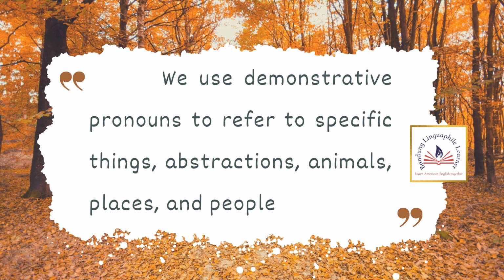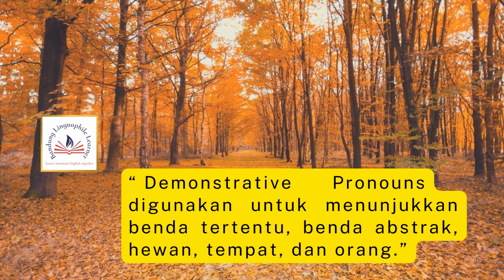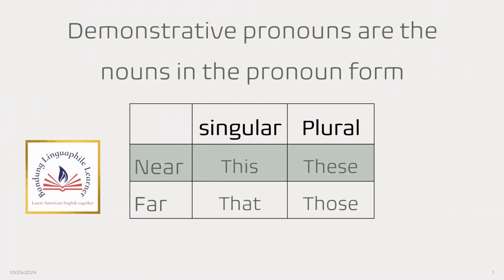We use demonstrative pronouns to refer to specific things, abstractions, animals, places, and people. Demonstrative pronouns digunakan untuk menunjukkan benda tertentu, benda abstrak, hewan, tempat, dan orang. This is a chart of demonstrative pronouns. Demonstrative pronouns are in the pronoun form, such as this, that, these, those.